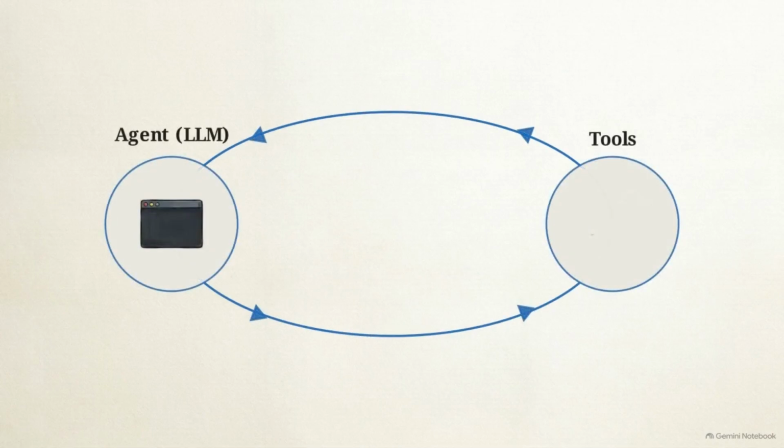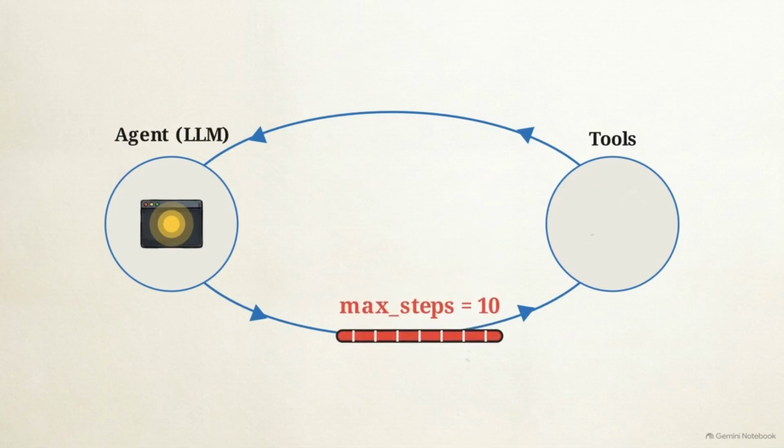This flowchart represents our Python architecture. A central while loop orchestrates the back and forth between the model and tools. Before running, we build a hard limit, a max steps variable. This gate prevents the agent from getting stuck in an infinite loop and burning API credits.